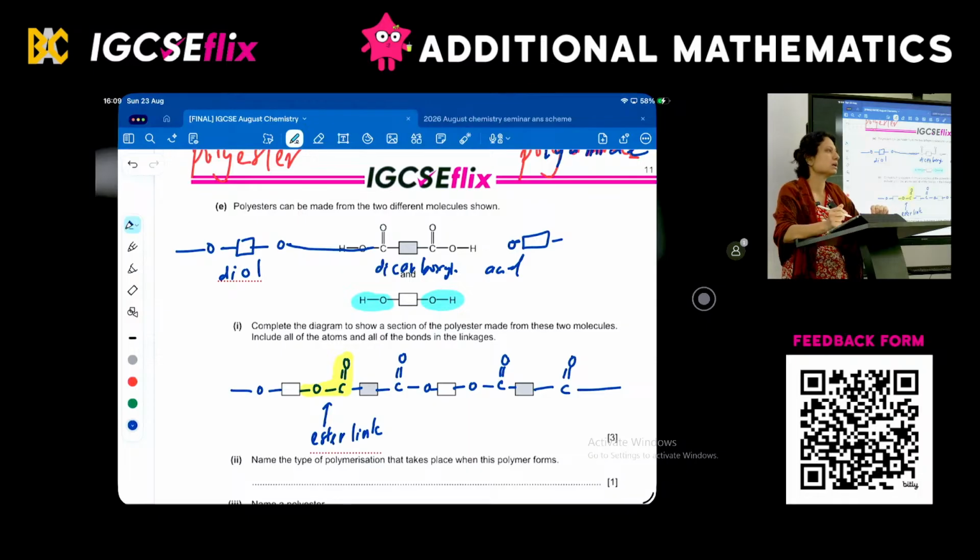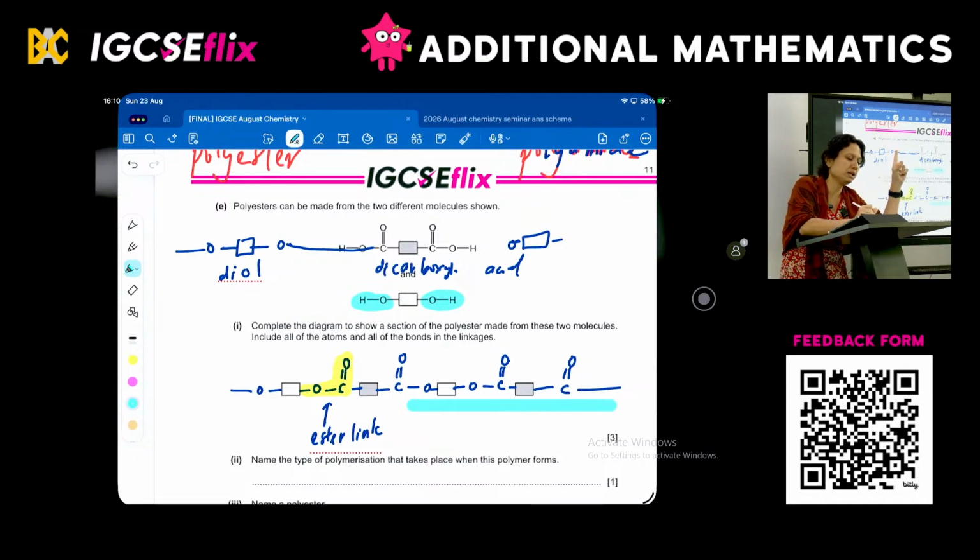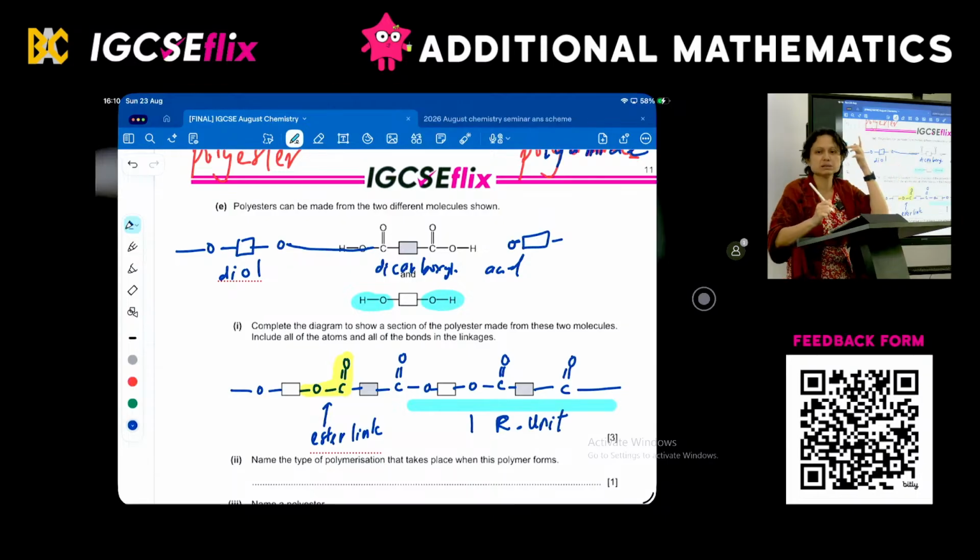Okay. I want you to tell me, where is the repeating unit? Do you remember this word repeating unit? From here all the way to here is one repeating unit. One repeating unit. Can see? Okay.